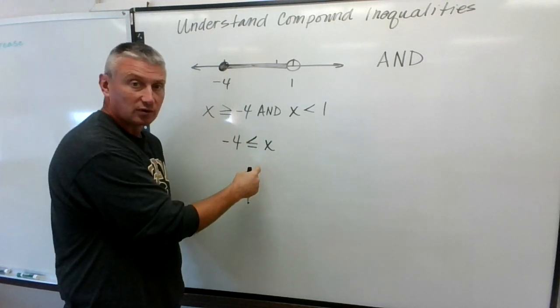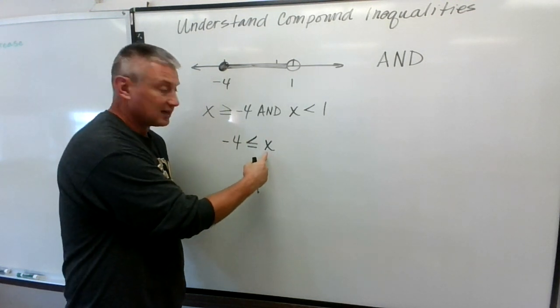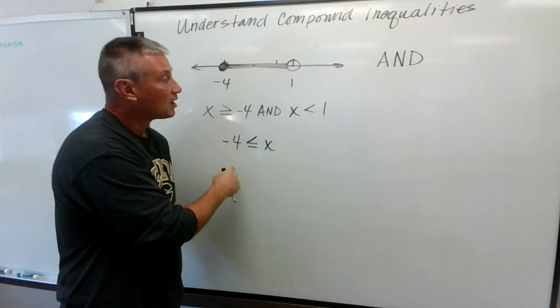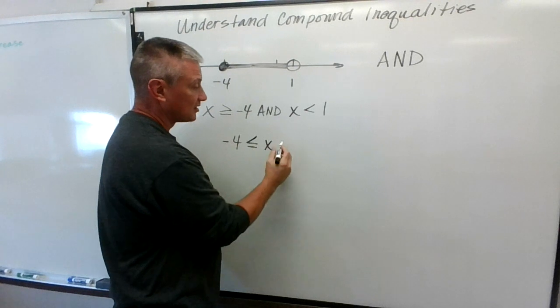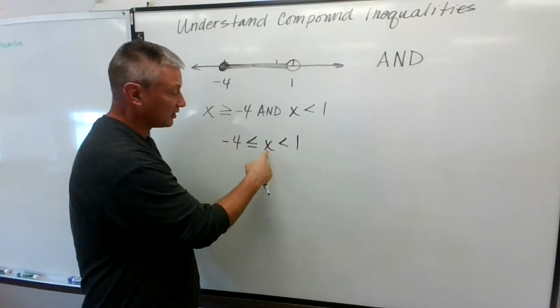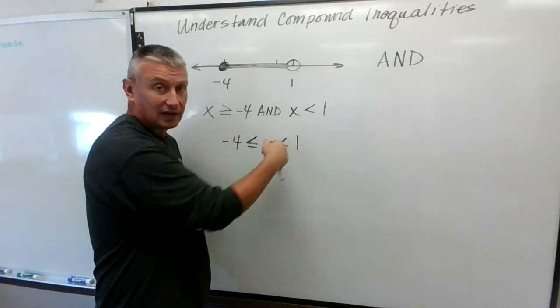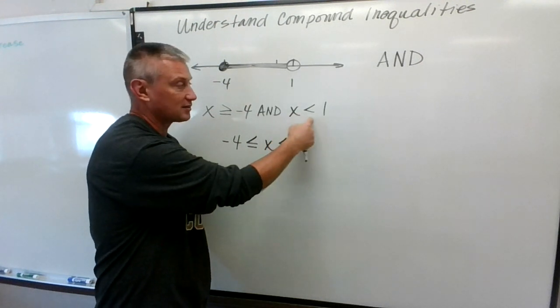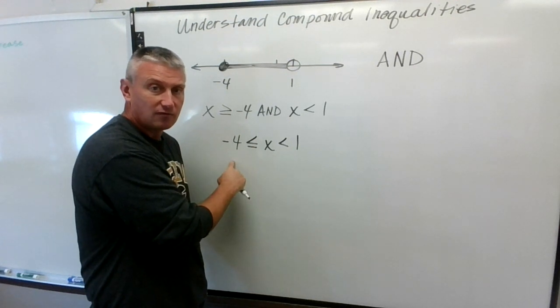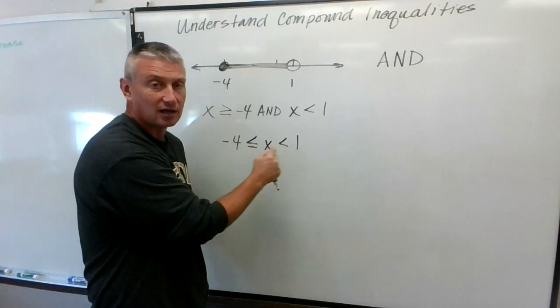Now notice this says x is greater than or equal to -4. So when you read this one, you always read the variable first, and it still says x is greater than or equal to -4. When we look at this one, x is less than 1, that means we can put less than 1 on this side. So these actually stayed the same and are read the same, x is less than 1. So in this case, x is greater than or equal to -4 and less than 1.